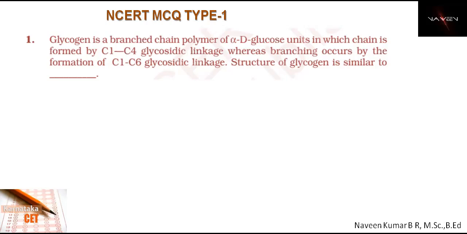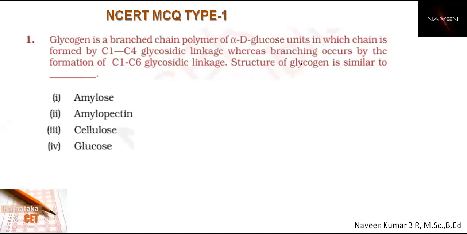Glycogen is a branched chain polymer of alpha D glucose units, in which the chain is formed by C1-C4 glycosidic linkage, whereas branching occurs by the formation of C1-C6 glycosidic linkage. The structure of glycogen is similar to what? Now, this question has been repeated many times in previous years also. Now we'll look into the options.